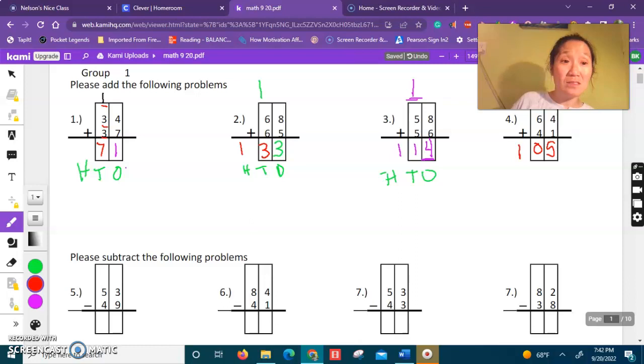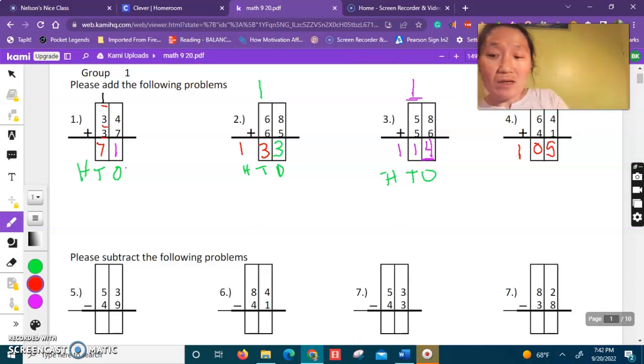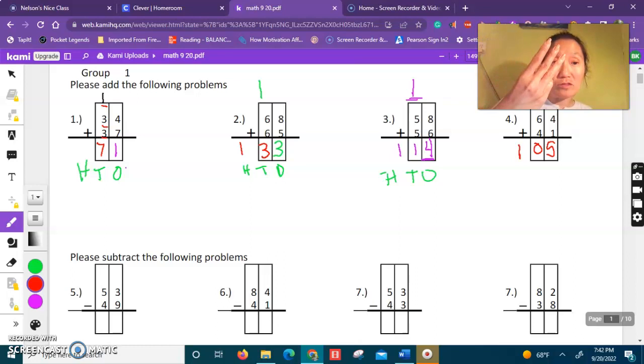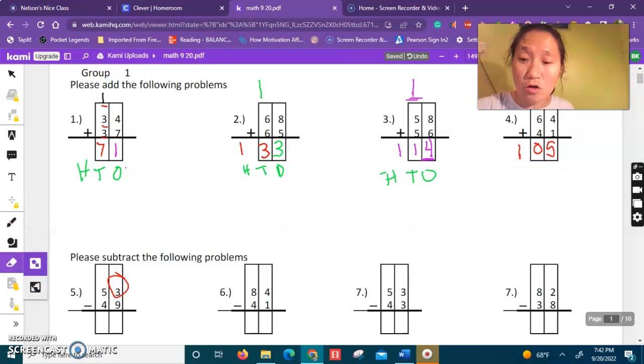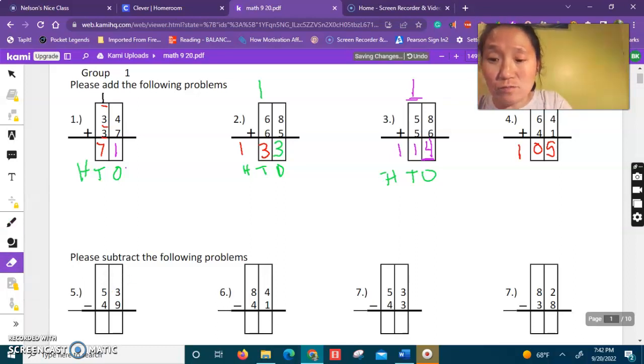Now we're going to subtract. Okay? Now, when numbers are smaller on top than bottom, you need to carry. If I have $3, can you take $9 away from me? You cannot do that. So, you have to borrow.